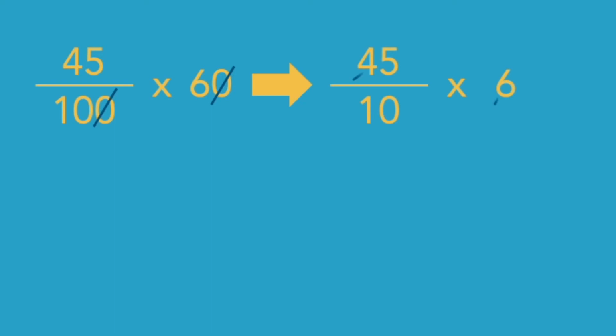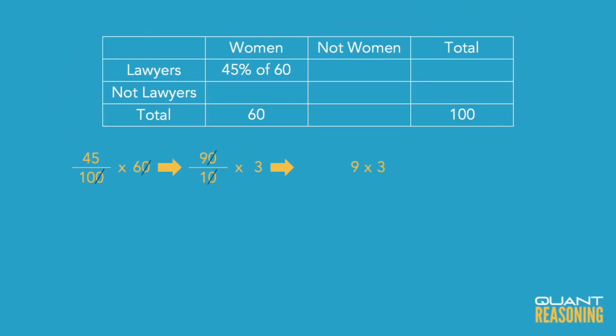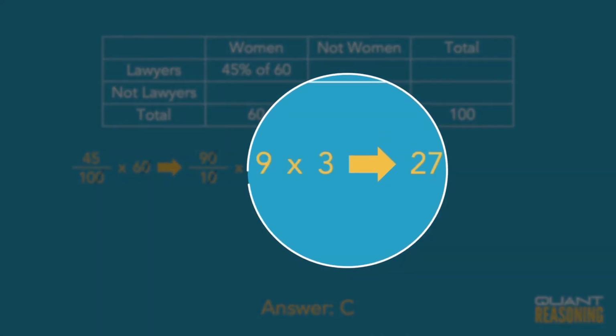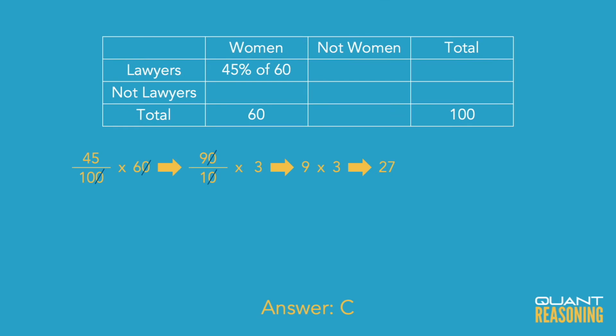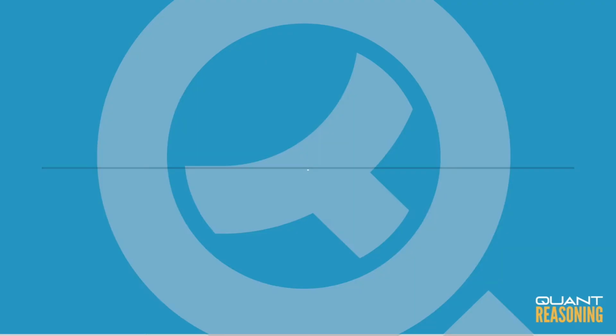So now instead of 4.5, it's 9, and instead of 6, it's 3. That's a much easier computation for me. 9 times 3 is 27, so our answer is 27%. The answer choices are in decimals, so I'll pick 0.27 and move on to the next one.